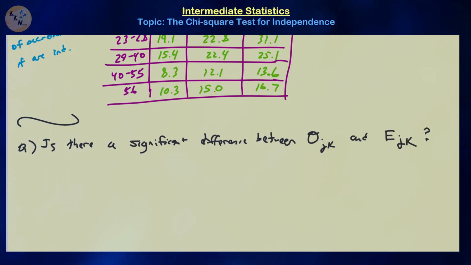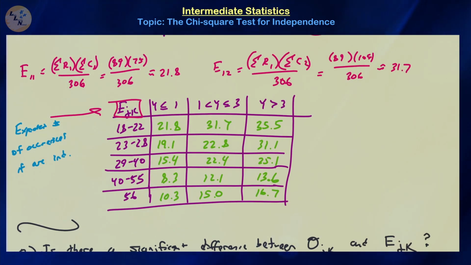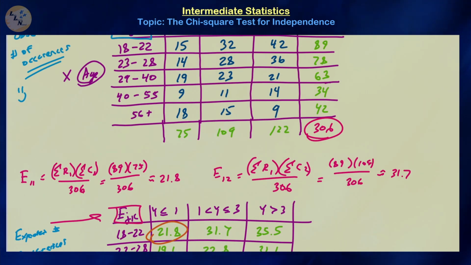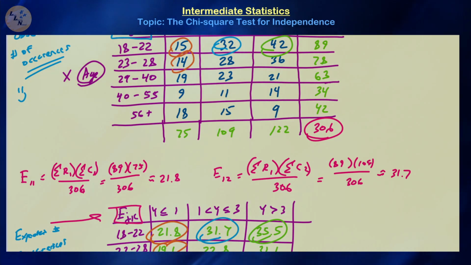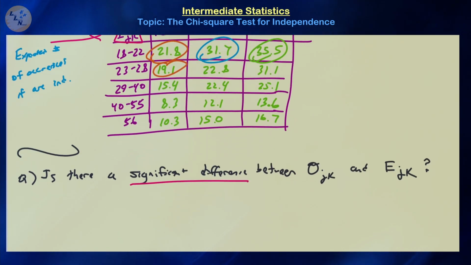Now this question should be very familiar to you. Is there a significant difference? Aha, we've done hypothesis tests on this before, right? So we're going to be comparing 21.8 to 15. We're going to be comparing 31.7 to 32. We're going to be comparing 35.5 to 42. We're going to be comparing 19.1 to 14, and so on for all of the cells. Now, what is a very good way to do this in a way that pretty much is similar to something else that we've already done?